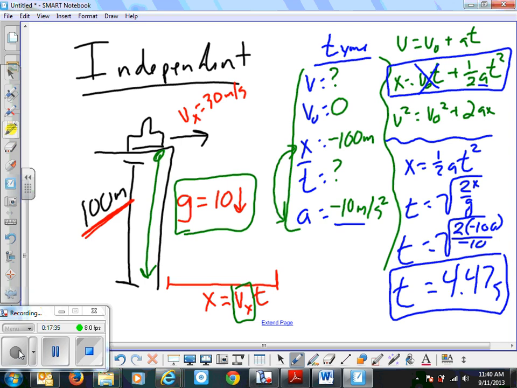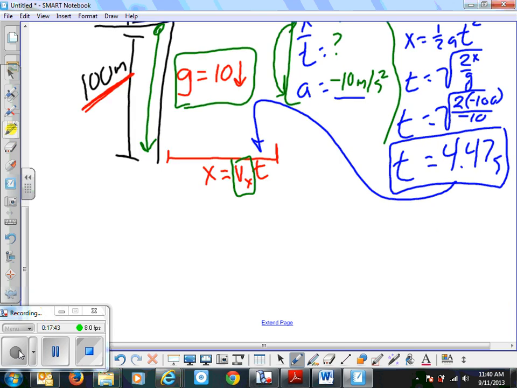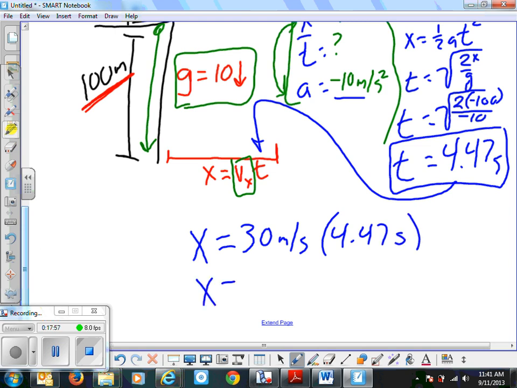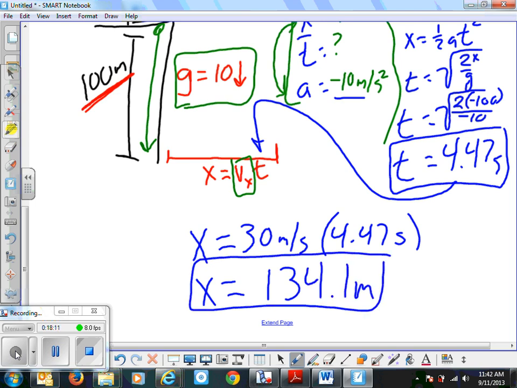Once it hits the ground, it's going to stop going in the x direction. So that's when we can take this and plug it in there. Our displacement in the x direction becomes 30 meters per second times 4.47 seconds. What's the x displacement? 134.1 meters. Okay, so there's kind of an introduction to two-dimensional notes there for you. Hopefully that helps.